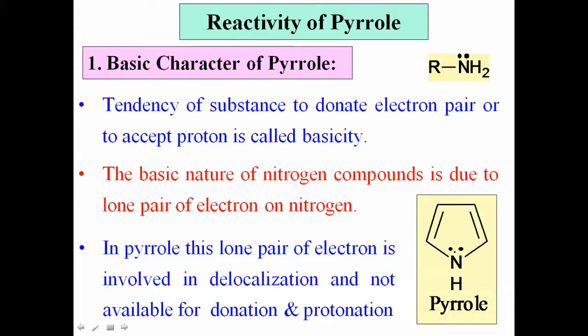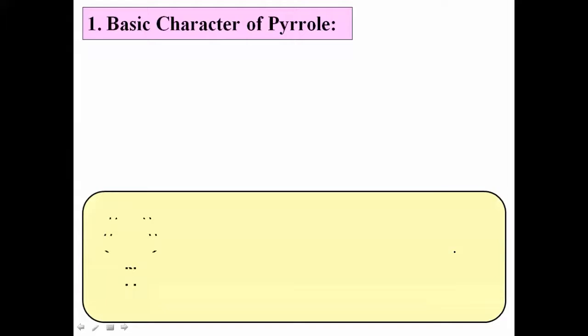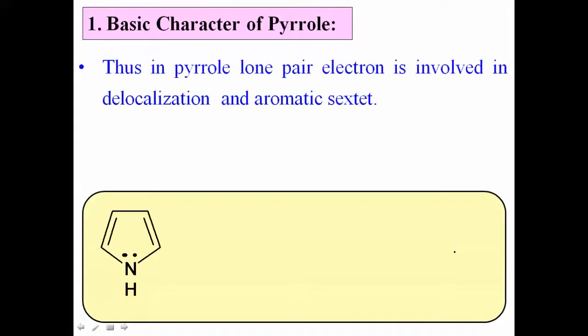It is involved in the resonance effect, and therefore it is not easily available for donation and protonation. This electron pair is not easily available to donate to another compound, and therefore pyrrole is a weak base. Why is it a weak base? Because in pyrrole the lone pair of electrons is involved in delocalization.